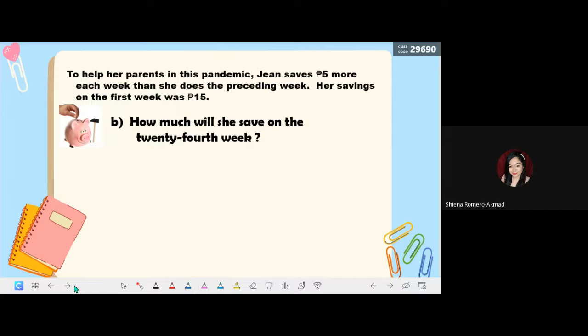Now, how about if we are going to solve for the 24th week? Paano naman yung 24th week natin? You can have page 6, frame 6 for that. Frame number 6 po para doon.